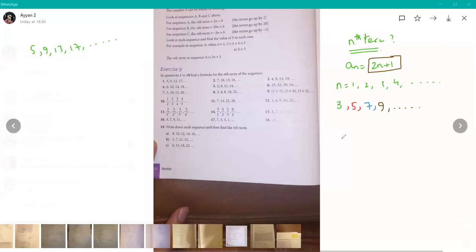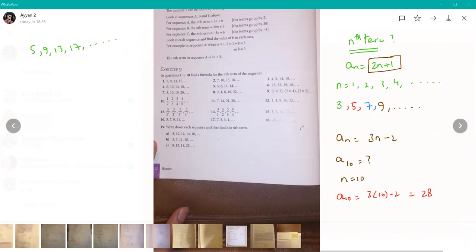Now suppose there is a sequence whose nth term is 3n minus 2, and you are not interested in writing the whole sequence. You just want to know what its 10th term is. For that purpose you will put n as 10 into this formula. So that would be called a10, that is going to be 3 into 10 minus 2, so that is 28. This is the 10th term of this sequence.